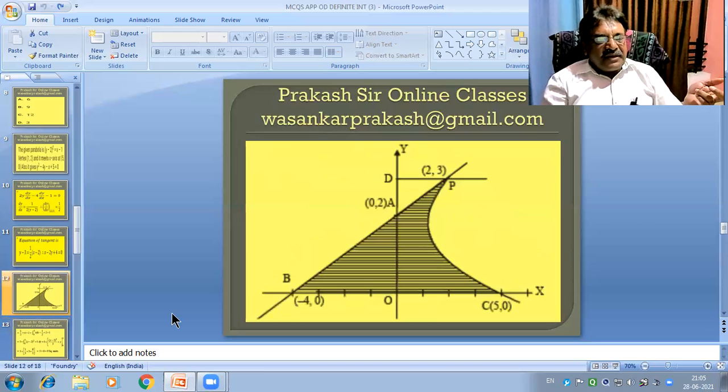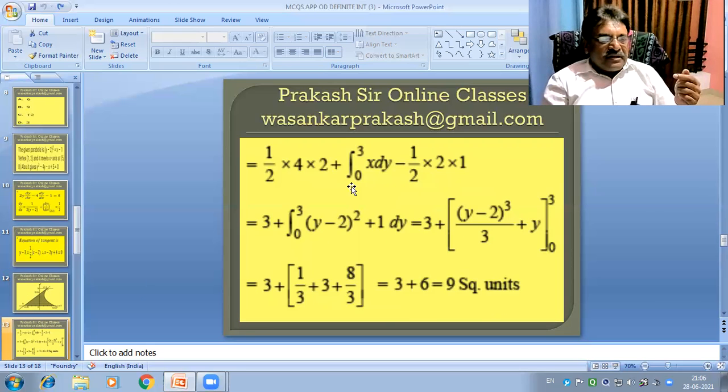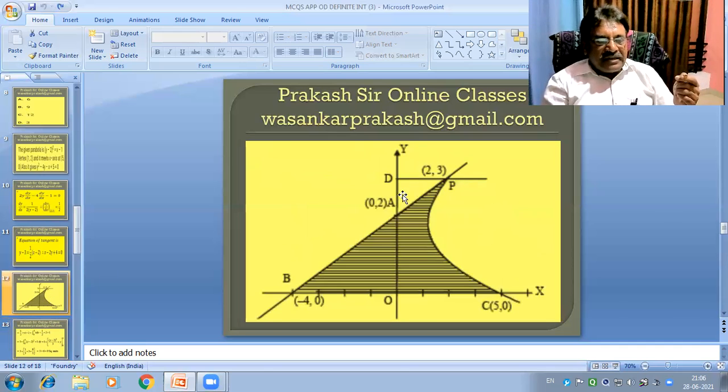Next we find the area bounded by the line y equals 0, y equals 3, and this curve. So integration 0 to 3 x of curve into dy, minus, from this we subtract the area of the triangle, that is PDA or ADP.